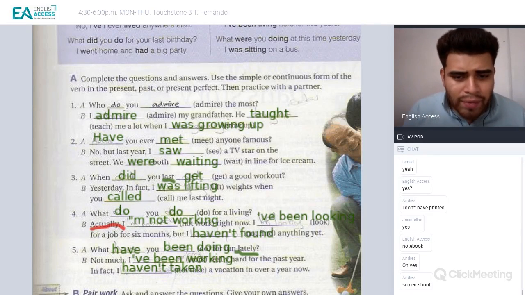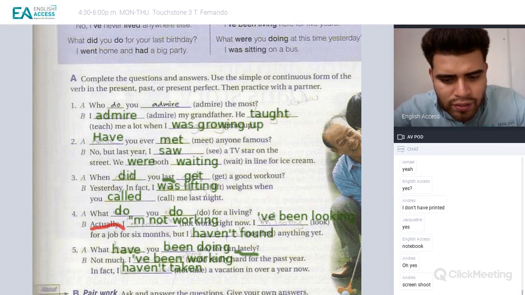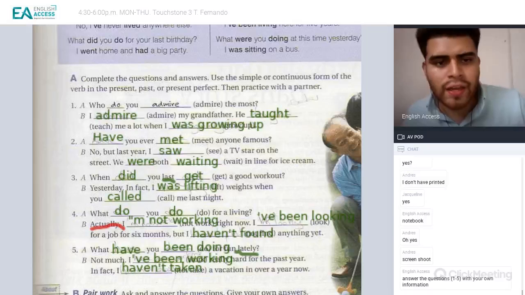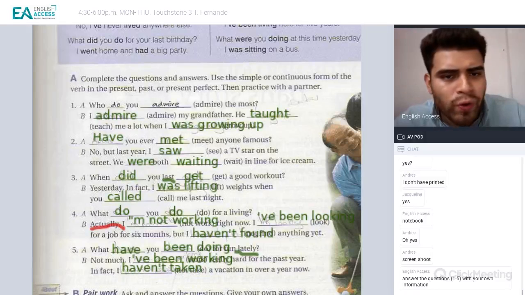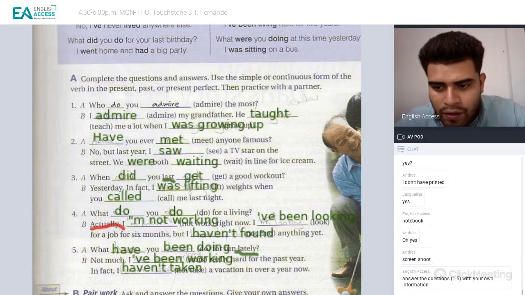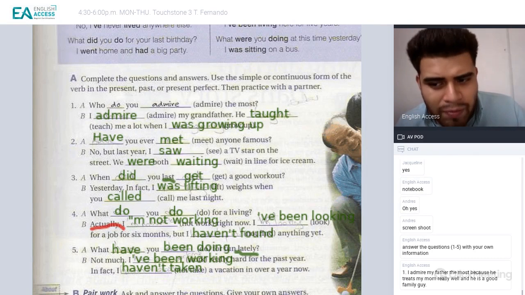Well, let me tell you the instructions, okay? I want you to answer the questions 1 to 5 with your own information. I will give you my examples and then you do your own, okay? For example, number one, who do you admire the most? I admire my father the most because he treats my mom really well, and he is a good family guy. All right, that would be my answer for number one.